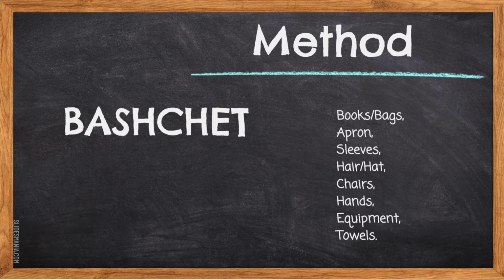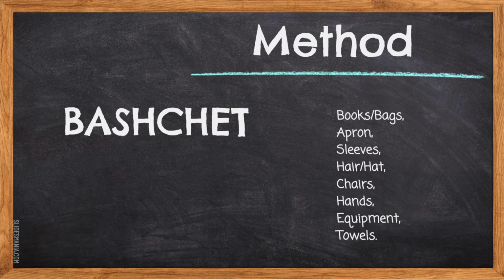A stands for apron, which you need to put on to help protect your clothing. S stands for sleeves. You need to roll them up past your elbows. H stands for long hair that touches the shoulders that needs to be tied back, or hats that need to be removed. C stands for chairs that should be tucked under your table and out of your way.